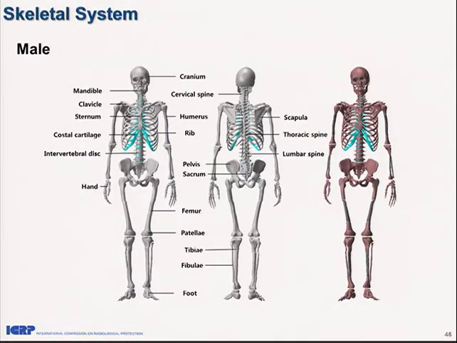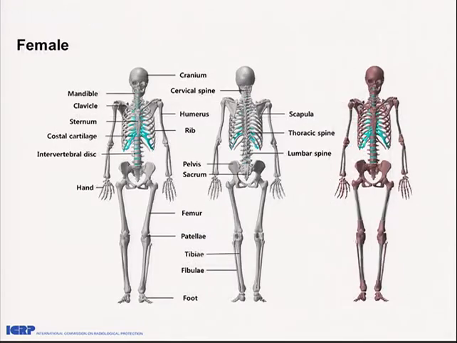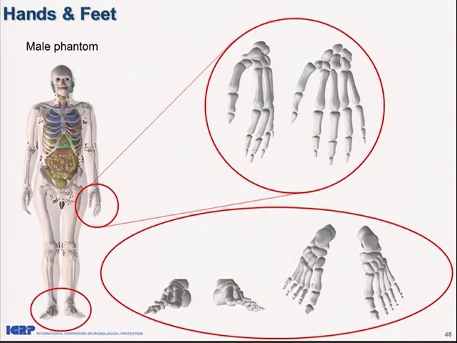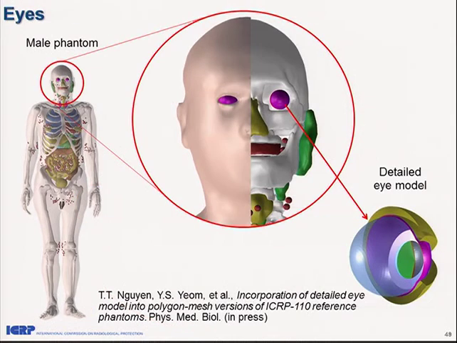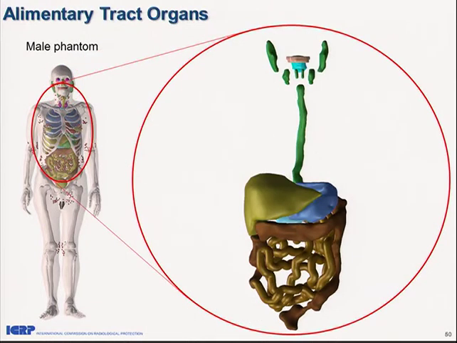This slide shows the skeletal system of the male phantom, and this is for the female phantom. These are the hands and feet. Okay, this slide shows detailed eye models which are installed in polygon mesh version phantoms. This is alimentary tract organs.